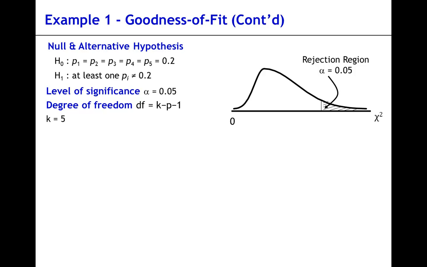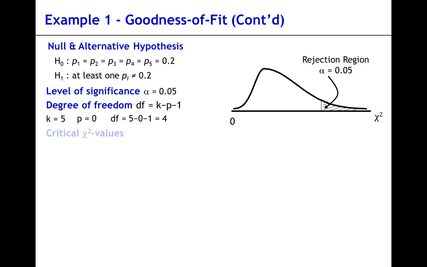P is the number of population parameters such as mu and sigma that is being estimated from the sample data. In this case, P is equal to 0 since none of the population parameters has been estimated. Hence, df is equal to 5 minus 0 minus 1, which is equal to 4.